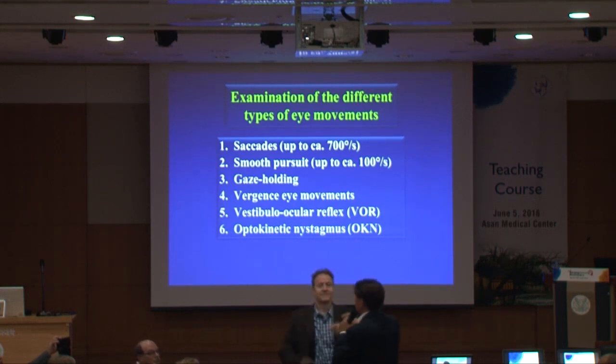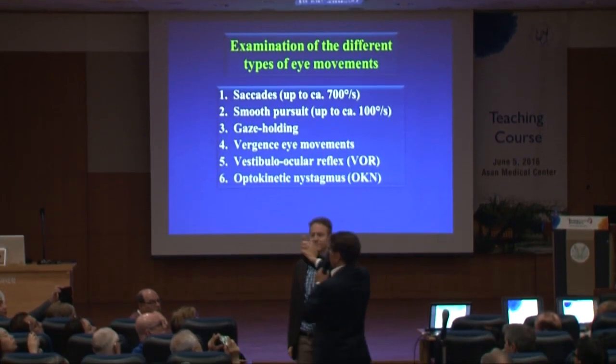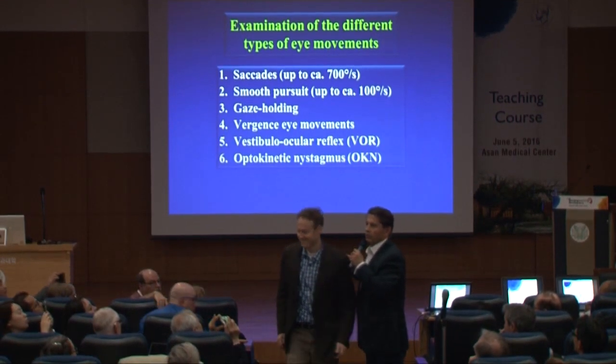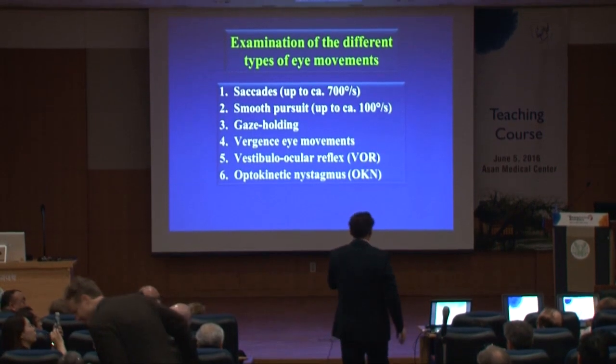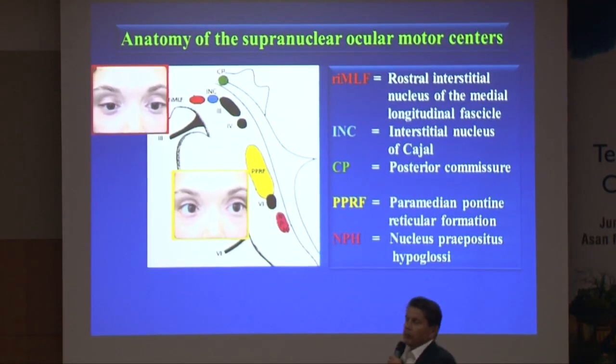And the final test you can do is a combined head and target movement to look for visual fixation suppression of the VOR. So this takes 1 minute and 35 seconds, and you get a good idea about the oculomotor system. That's basically what you have to do to make a correct diagnosis. So now let's look into the details.